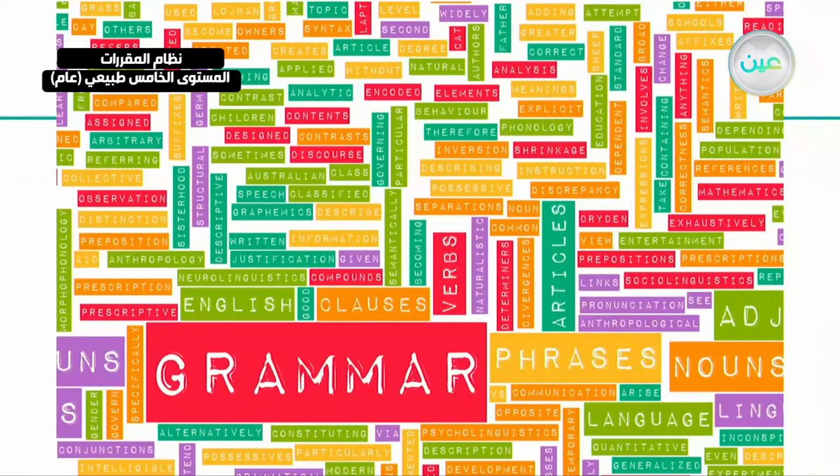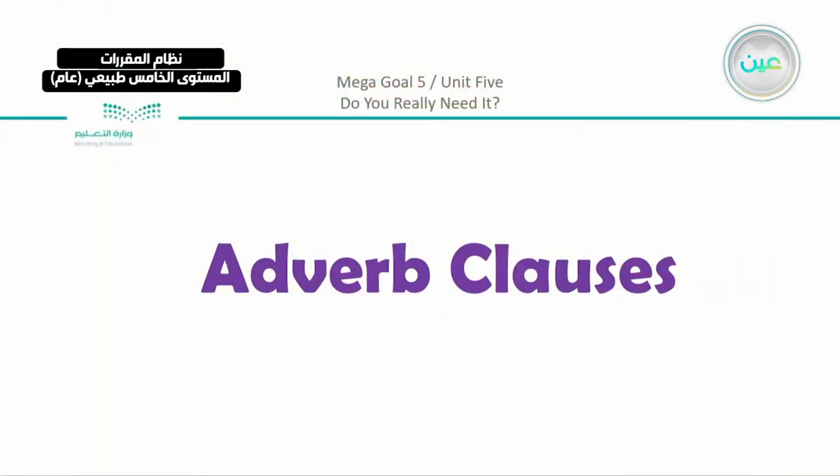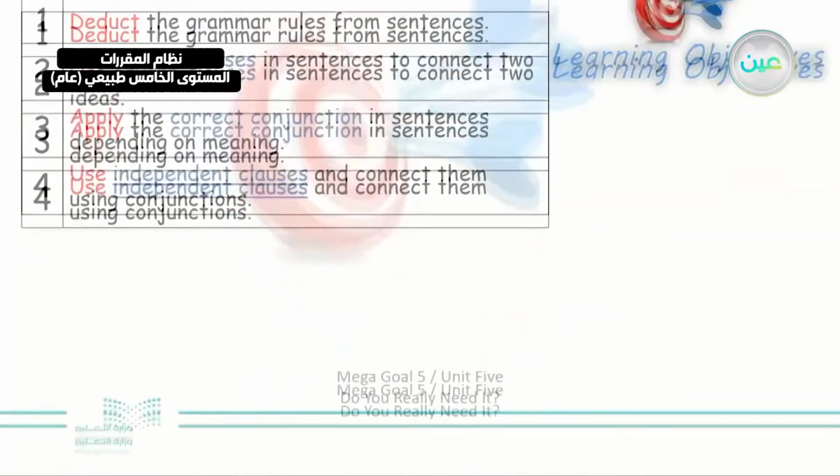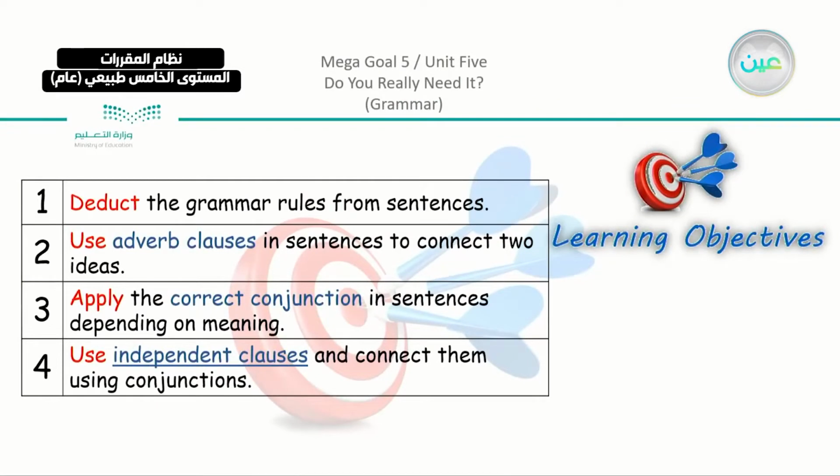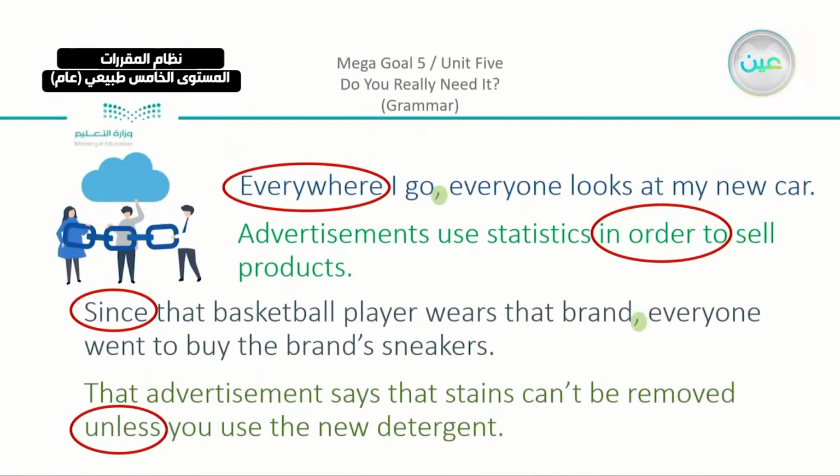Now we're going to take the grammar lesson, which is about adverb clauses. Our objectives are to deduce the grammar rules from sentences, use adverb clauses in sentences to connect two ideas, apply the correct conjunction in sentences depending on meaning, and use independent clauses and connect them using conjunctions. So what are we going to do? We have here the same sentences.